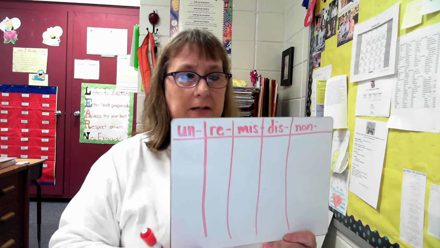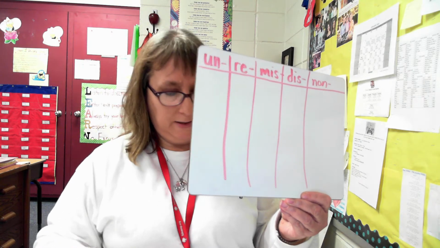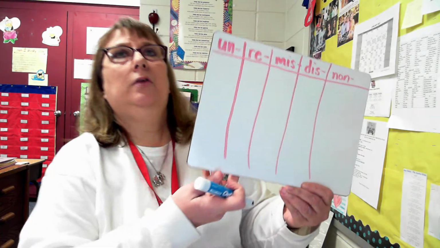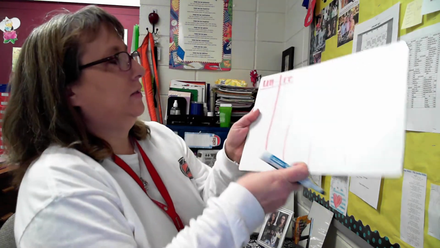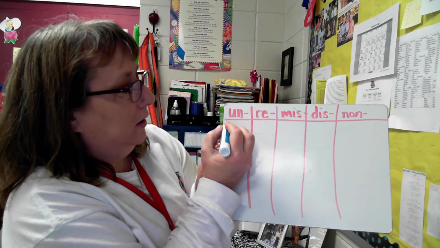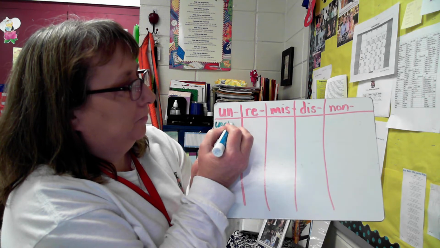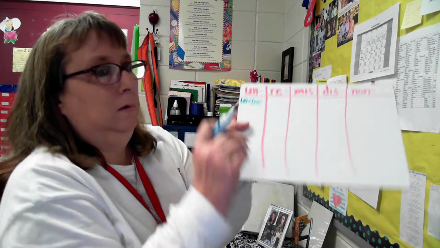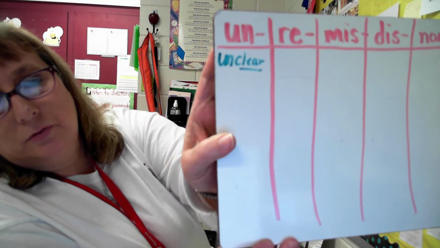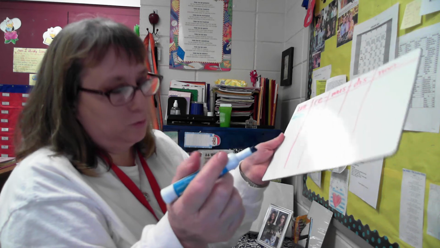The first one I'm going to say is unclear. What word did I say? Unclear. Now, what do you think the base word is? We know the prefix is un, right? So the base word is going to be clear. So we have unclear. Okay, put that a little bit closer so you can see it. Unclear.